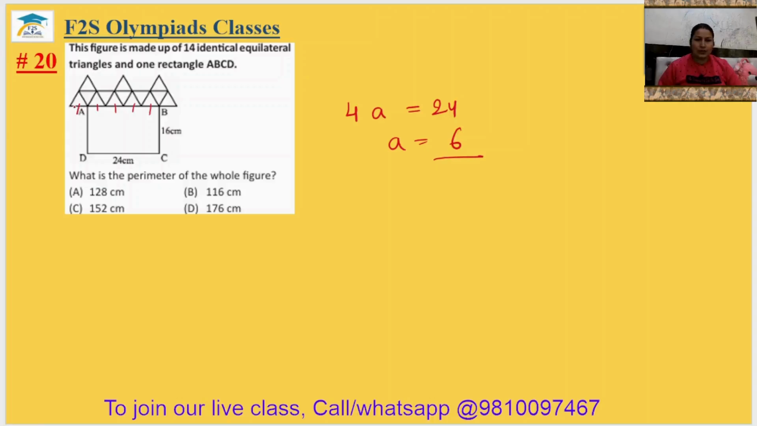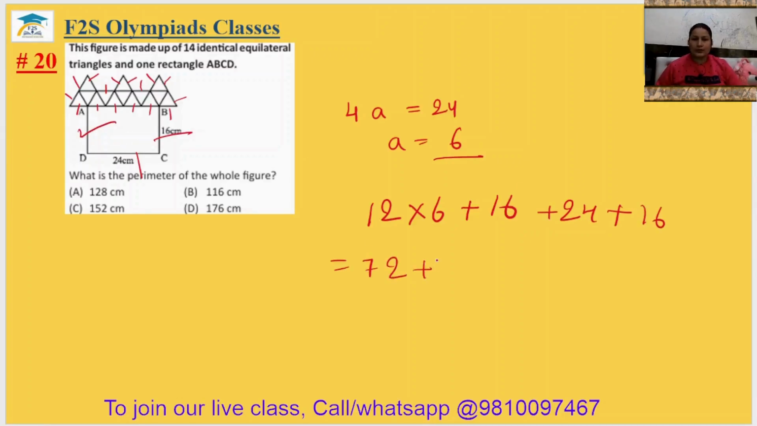How many sides are there? 1, 2, 3, 4, 5, 6, 7, 8, 9, 10, 11, 12. So 12 multiplied by 6 plus 16 plus 24 plus 16. Okay? So 72 plus 16 plus 24 plus 16. After adding these all, you will get 128 centimeter. It is in option number A. The 20th answer is option A.